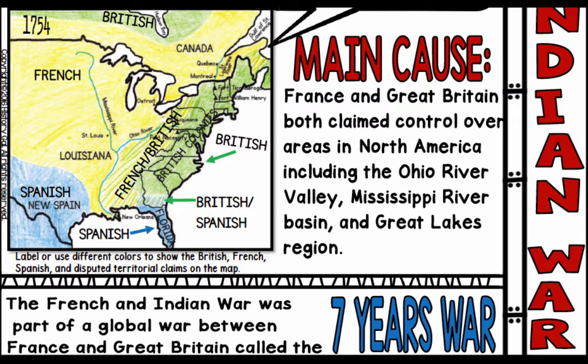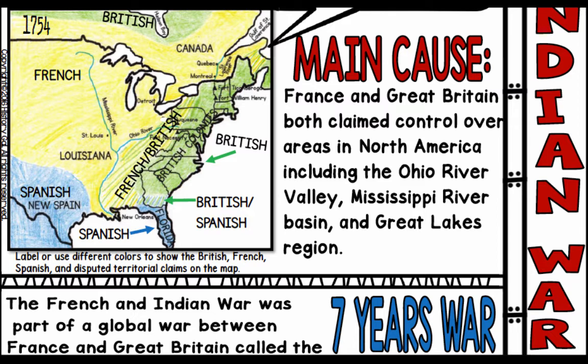Now, again, we had posed that question before, why is it important to control these water basins? Because if you look at the map, you can see you have the Mississippi River going into the Ohio River, and all of these places are ways to transport goods and people.